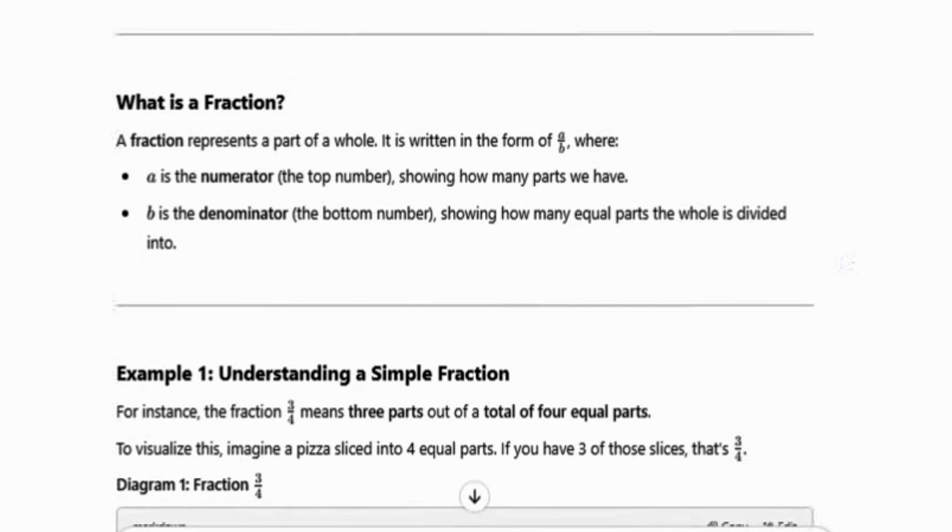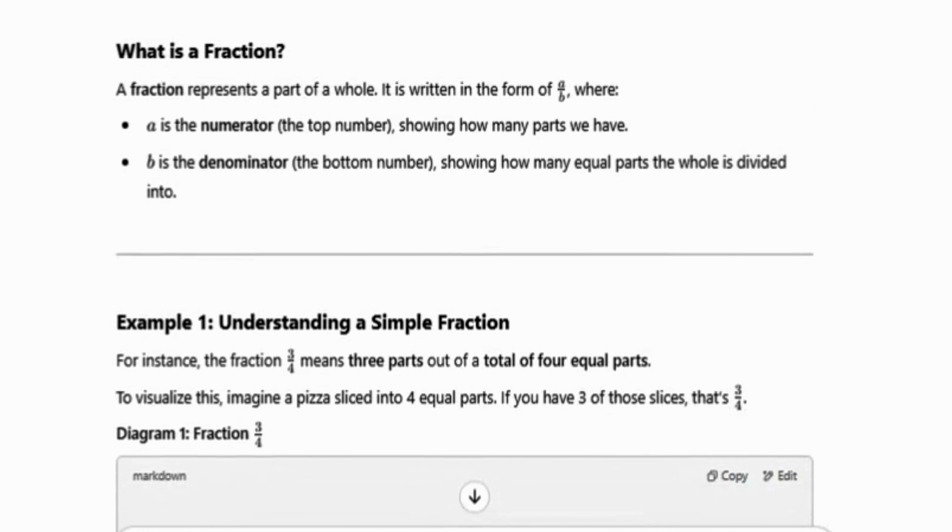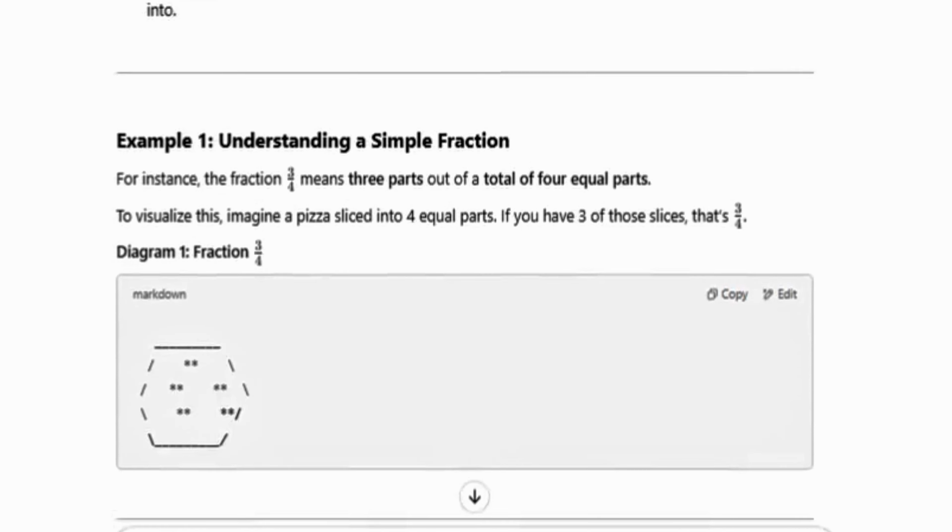A fraction represents a part of a whole. It is written in the form of A over B, where A is the numerator, which tells us how many parts we have. B is the denominator, which tells us how many equal parts the whole is divided into. Let's take an example. For instance, 3/4 means 3 parts out of a total of 4 equal parts.